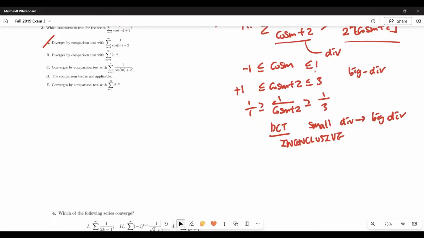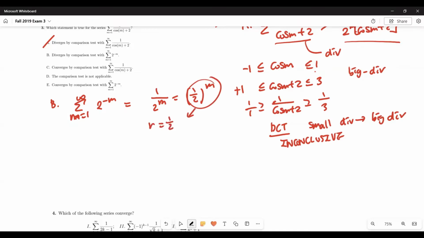So let's try B. B says diverges, the sum from m equals 1 to infinity of 2 to the negative m. This can be written as 1 over 2 to the m. So if you look at this one, this is going to be a geometric series with ratio 1 over 2, which is less than 1, so it's converging.